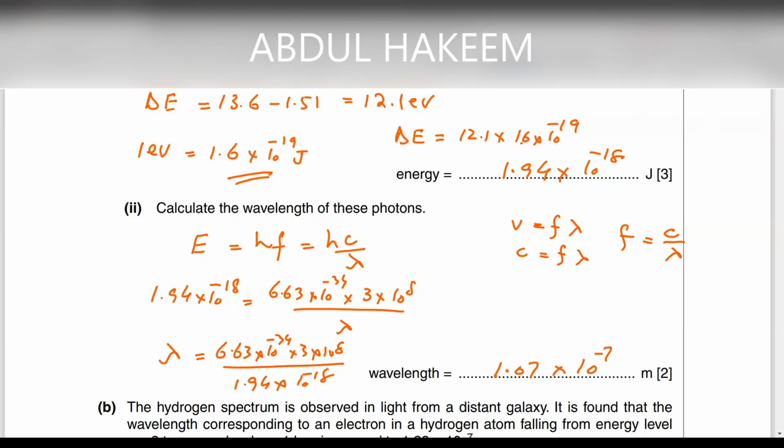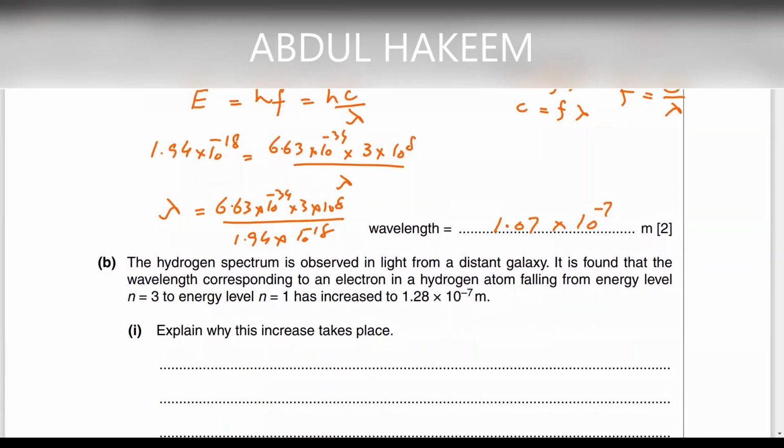So the next part is: the hydrogen spectrum is observed in the light from a distant galaxy. It is found that the wavelength corresponding to an electron in the hydrogen atom falling from energy level 3 to energy level 1 has increased to 1.28. Look, initially it was 1.07 times 10 power minus 7. Now it is 1.28. Explain why this increase takes place.